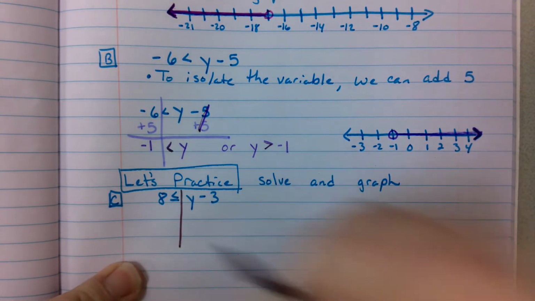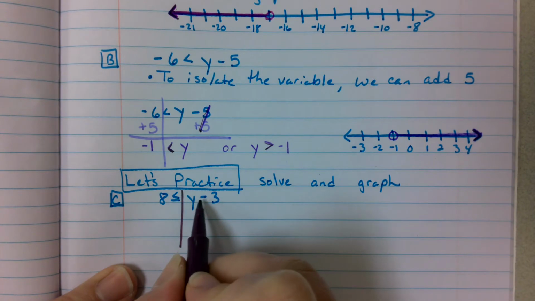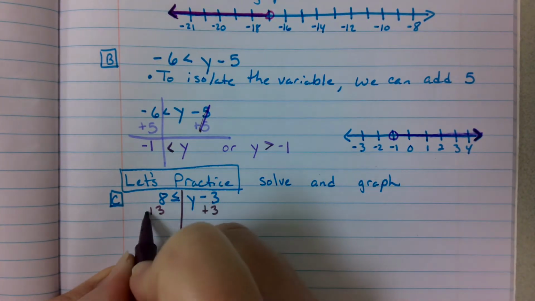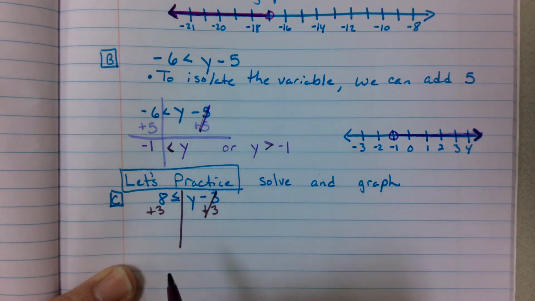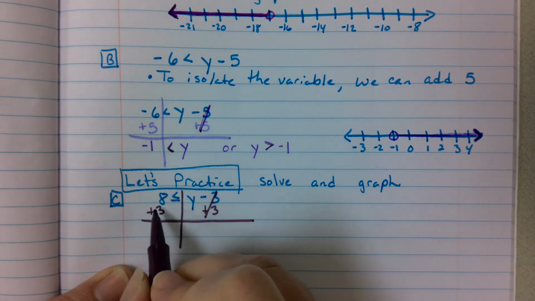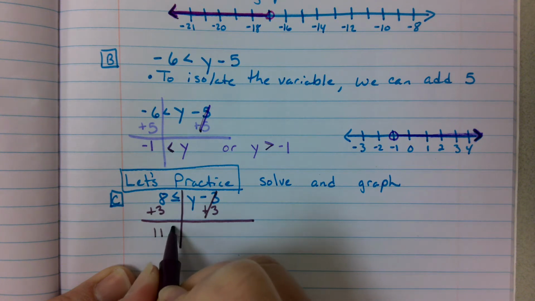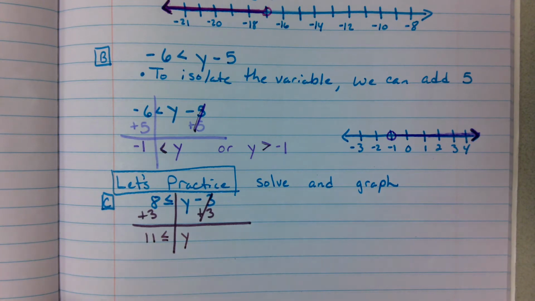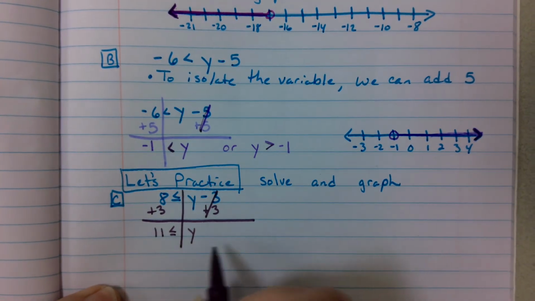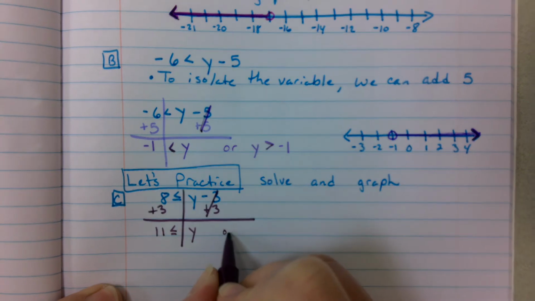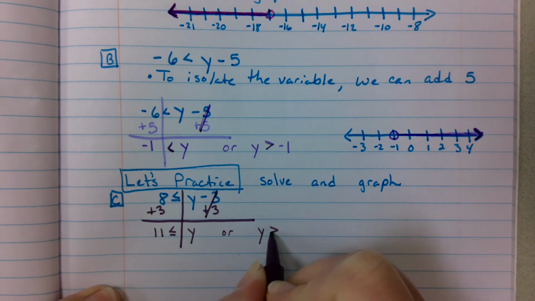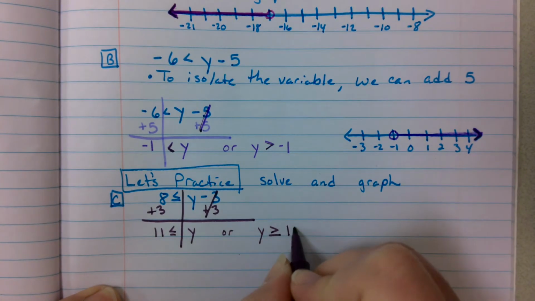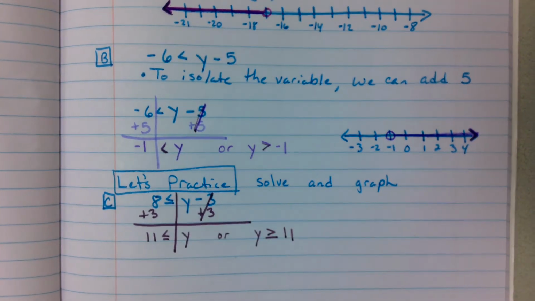All right, so you should have solved that. And here I have y minus 3, so I need to add 3 to both sides. Add 3. Negative 3 plus 3 is 0. 8 plus 3 is 11. 11 is less than or equal to y. Remember, I want you to have that variable on the left side. So we're going to flip that, and it's going to be y is, so we got that open to it, just like it was there. y is greater than or equal to 11. And we're going to graph this now.